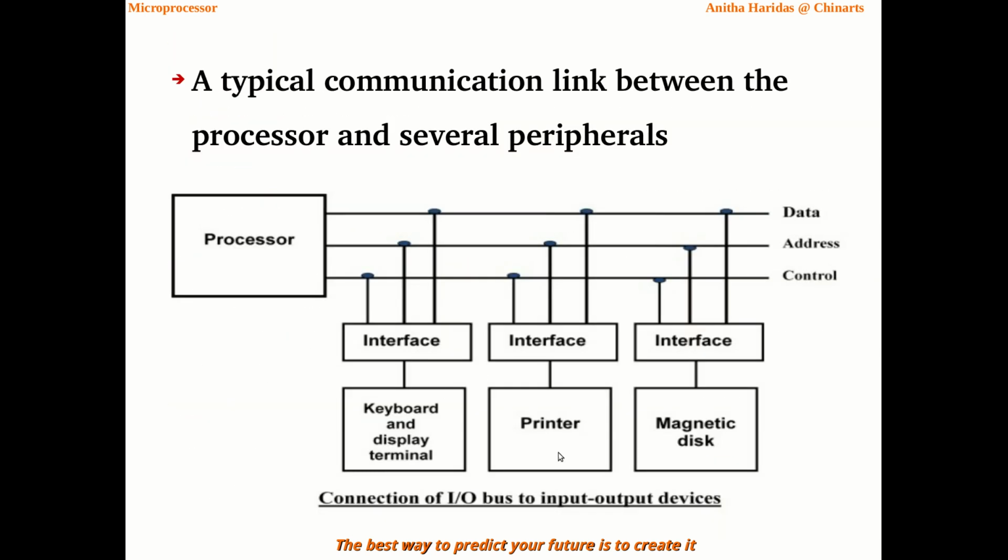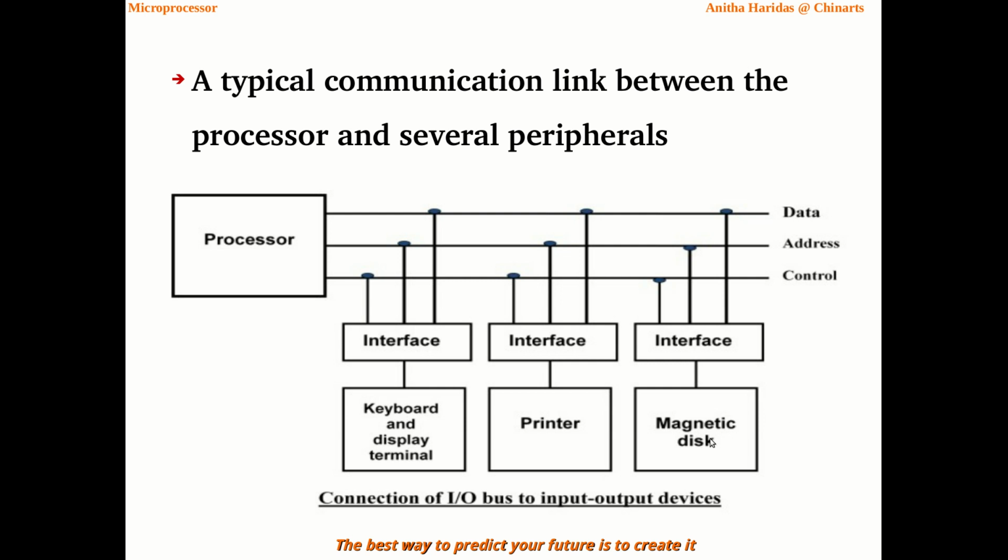See, a printer is a dedicated device. Why do we call it a dedicated device? If a processor is issuing a command to the printer, the printer will be dedicated to that particular process. Whereas a magnetic disk is a shared device. Why? More than one application can communicate with the magnetic disk. So if more than one application or more than one device wants to take the data, you may get confused how more than one device is going to interact with the magnetic disk.